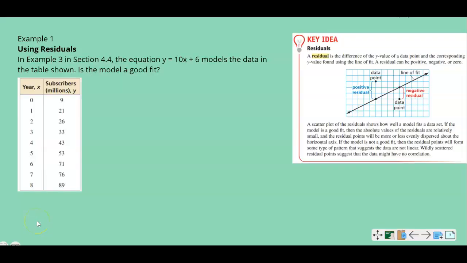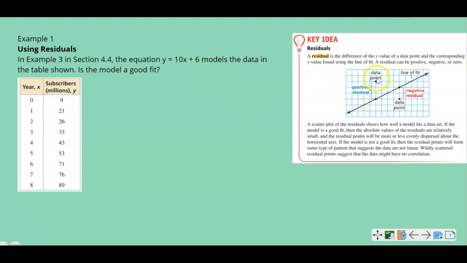All right, example 1, using residuals. In example 3 in section 4.4, the equation y equals 10x plus 6 models the data in the table shown. Is the model a good fit? All right, so if you watched the last video, you would see that I did this example, but we're going to look at it in a little bit different way.